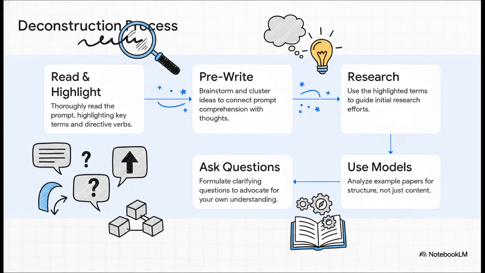First up, you become a detective. You dissect the prompt, highlighting all those action words, the what you actually have to do. Then you start brainstorming, connecting those instructions to your own ideas. Suddenly, those highlighted words become your key words for research. You look at other papers, not to copy them, but to understand their blueprint, their structure. And then, maybe the most important step of all, you give yourself permission to ask questions. You become your own advocate.